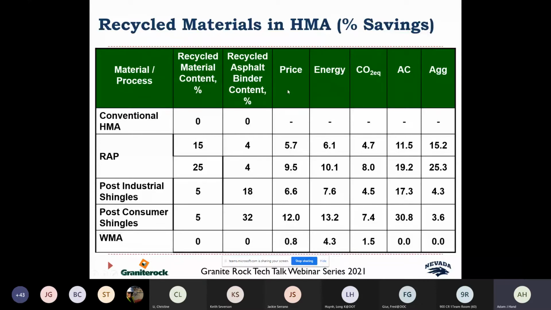And these are percent savings. With RAP, this row is for 15% RAP, and this is for 25% RAP. And this stuff down here we won't bother with. This is shingles and warm mix, but we've got materials content, and then we've got price, energy, CO2 equivalent. So that's our greenhouse gas emissions. And then that's asphalt, cement, and aggregate. So if we use 15% RAP, we can save about 4% on our binder. We get about a 5% price savings. And pricing, again, is so market dependent.